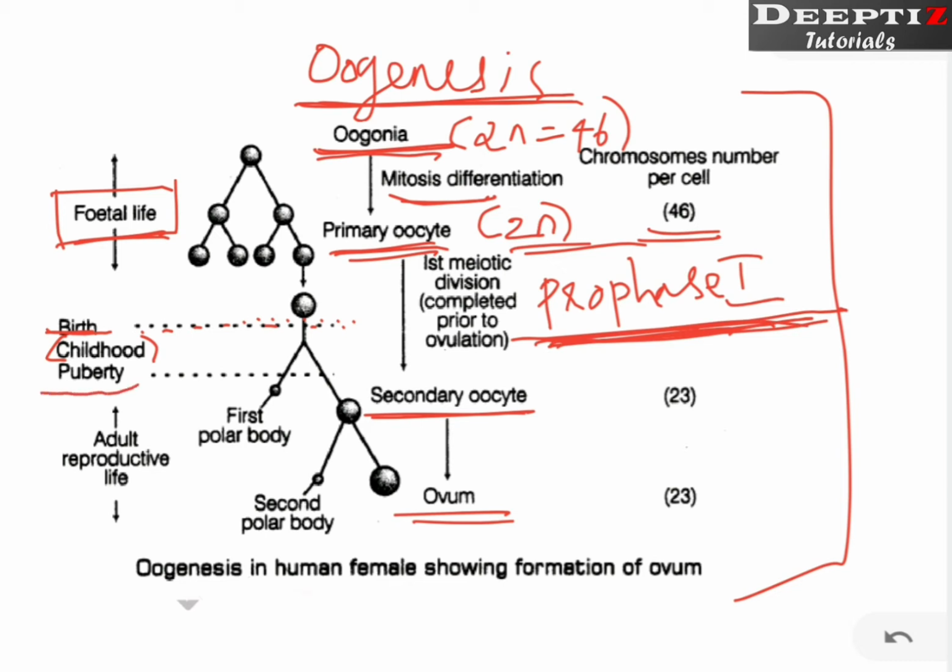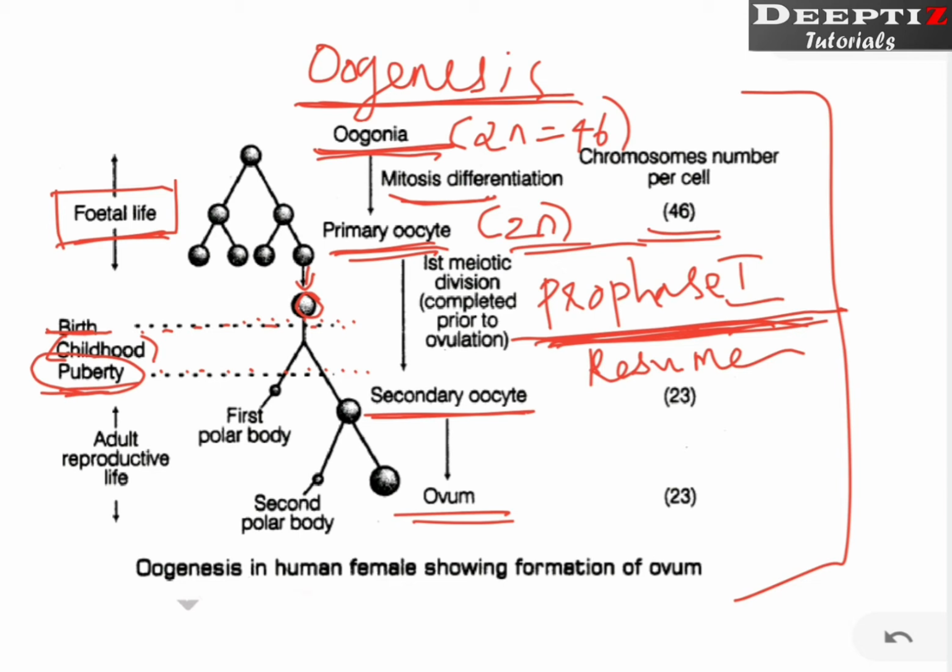Now, at the time of puberty, this arrested stage resumes. Resume means restart. At the time of puberty, a girl child gets menstruation. Just before, or at the time of puberty, meiosis 1 continues, and this primary oocyte, the same one we have taken as an example, completes meiosis 1.